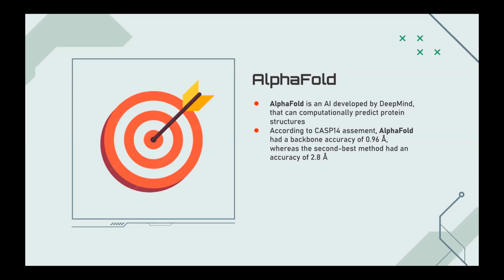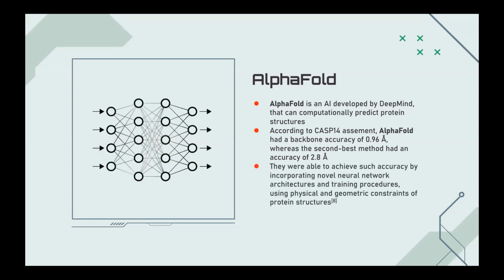a 2.8 angstrom. This is a counterintuitive scale. The smaller the number, the better accuracy it has. They were able to achieve such accuracy by incorporating novel neural network architectures and training procedures that used physical and geometric constraints of protein structures.